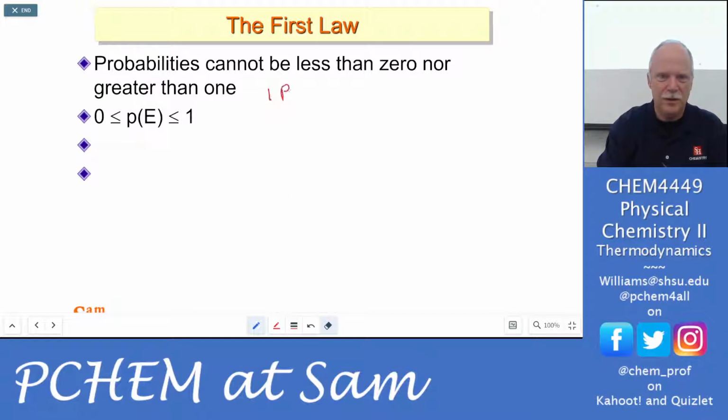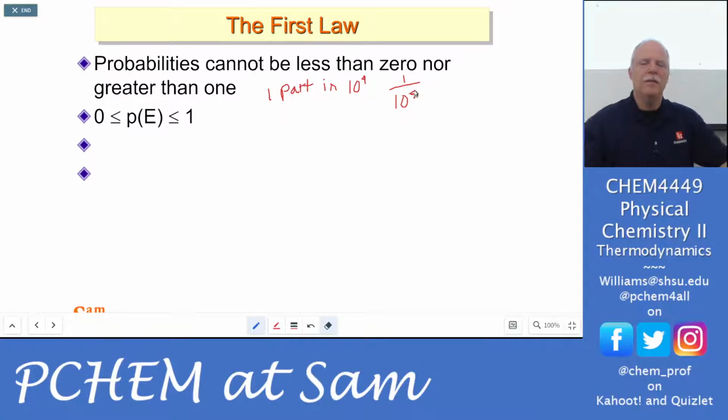1 part, that's an R, in 10 to the 9th. So do you understand that language? The probability is 1 part in 10 to the 9th. That's the same as writing 1 over 10 to the 9th.